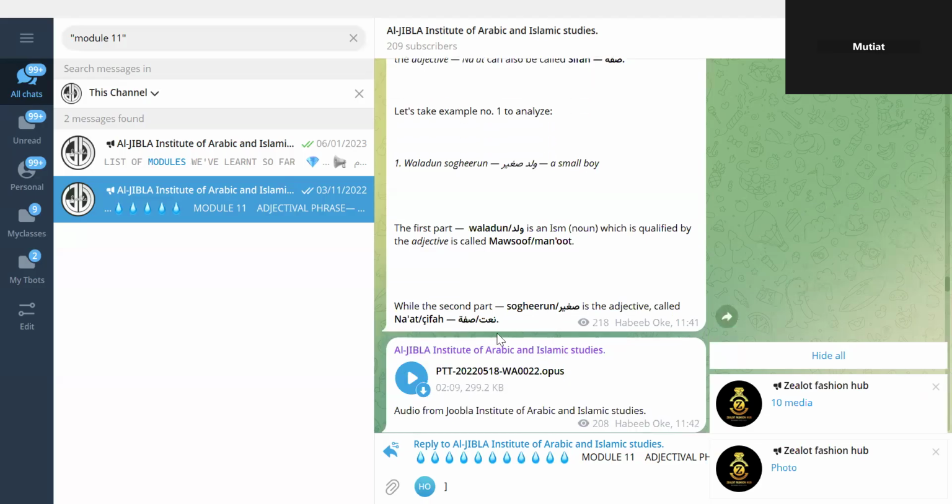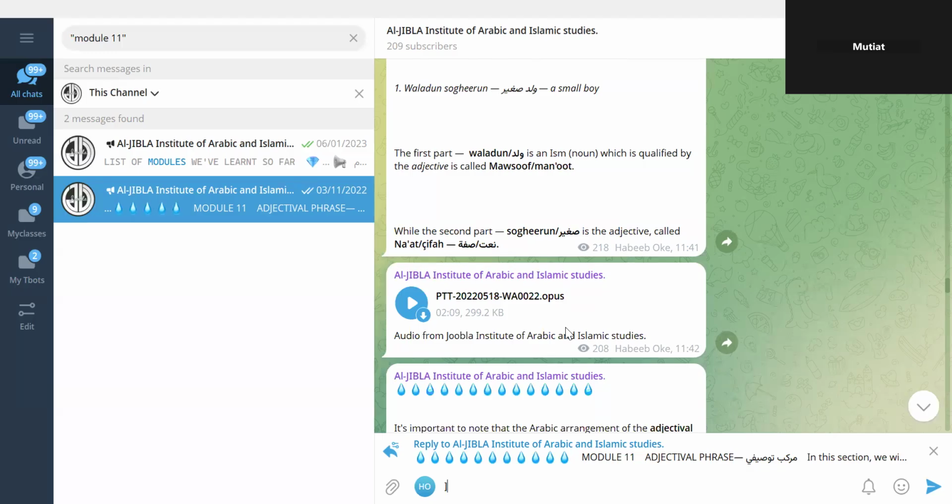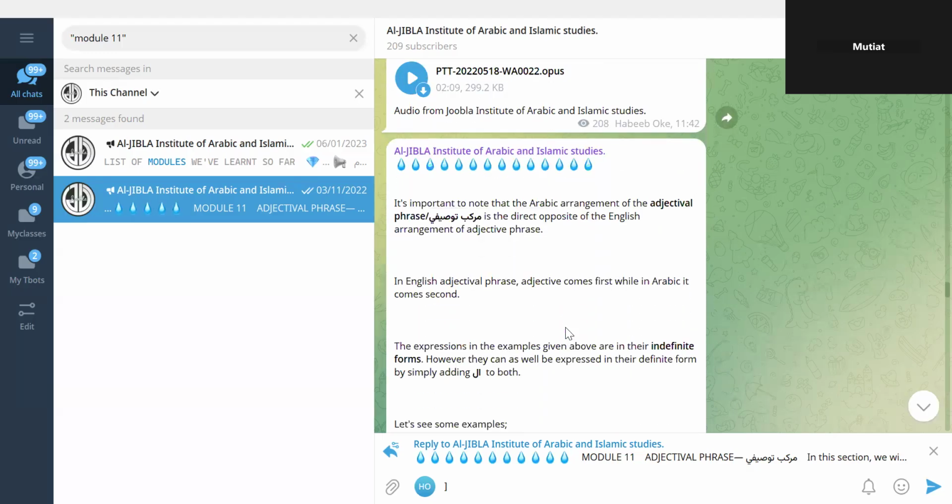Now, the next word is saghir. That saghir is an adjective, which is called nat or sifa. Do you understand that? So that saghir is a nat, or you say it is a sifa. Is that taking place?